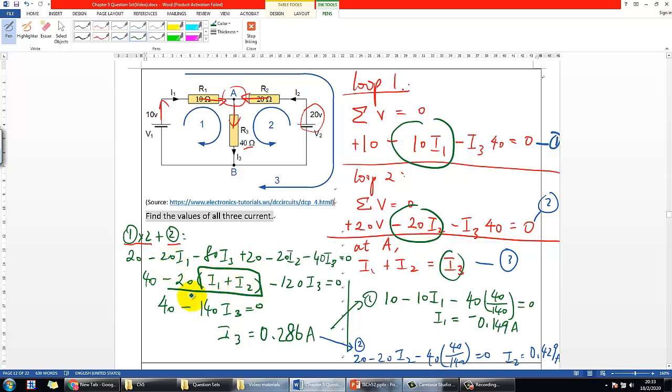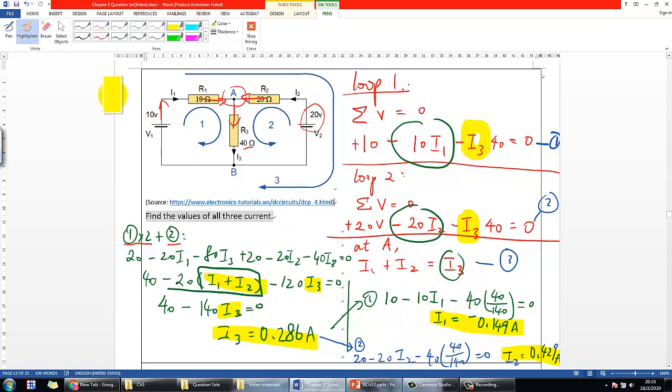All right, and then eventually you will only have I3 in your equation. This becomes I3, and then this I3 and this I3, and then the rest will be constant numbers. And then eventually you can solve for I3. After you solve I3, you simply substitute that back into equation 1 and equation 2, and you should be able to get I1 and I2 separately. Okay, so the answer for I3 is this one. I1 will be negative, and I2 will be a positive number.